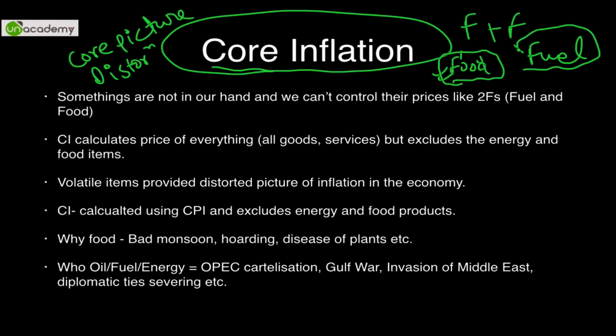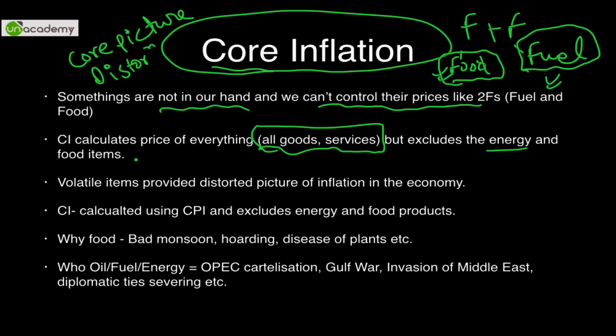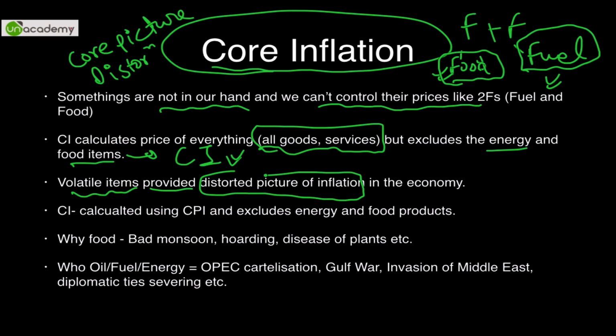Similarly, if you have an oil cartel like OPEC, they can decide whatever they want to do with fuel. Similarly, there is Gulf War, invasion of Middle East, or some diplomatic ties have suffered. So fuel prices may also decrease or increase. So these are not in our hand and we can't control their prices. So what we can do is we can exclude them and we calculate everything else but energy and food items. This will lead to production of core inflation. So volatile items will provide some distorted picture of inflation in the economy. Is that absolutely understood? Core inflation is calculated using consumer price index and it excludes energy and food products.